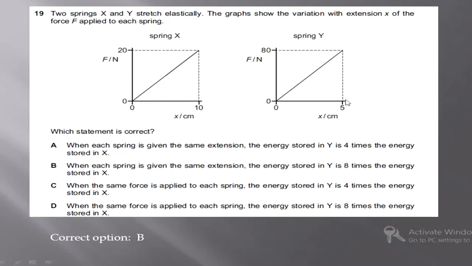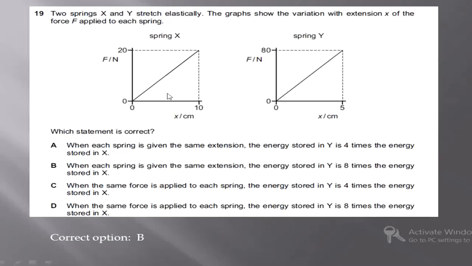It means that for an extension of 5 centimeters, spring Y requires 80 Newton force, and spring X for an extension of 5 centimeters requires a force of 10 Newton. Another important point to remember in this question is that it is the area under the force extension graph, this part of the graph, which is equal to the elastic potential energy or energy stored in the springs X and Y.